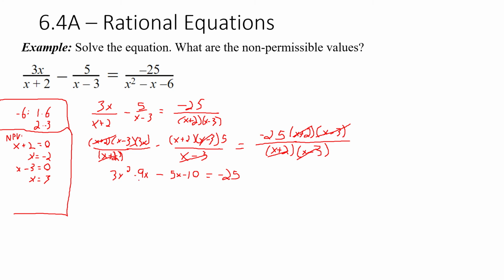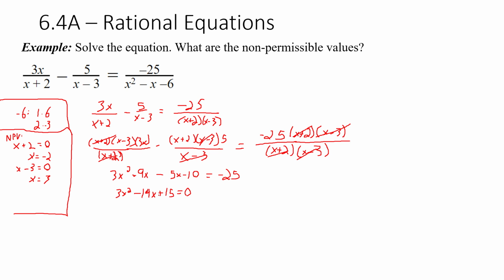Okay, let's combine together our like terms. You can probably see that we're going to have a quadratic here. So let's bring this negative 25 over to this side so that we complete our quadratic. Remember, if a quadratic is equal to 0, you can use the quadratic equation if necessary. Negative 9x minus 5x would be negative 14x. Then we want to add 25 to both sides, which will leave us with plus 15, and that's equal to 0.